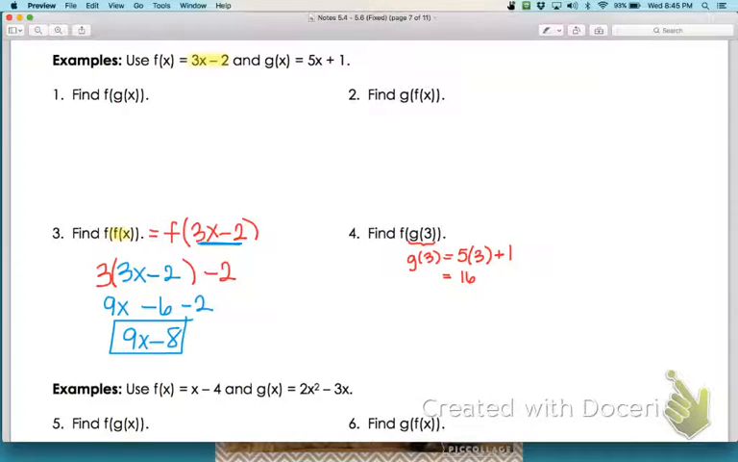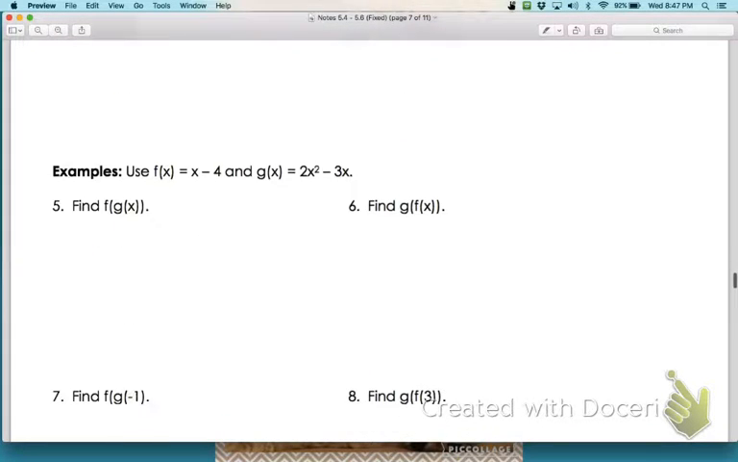And now we want to do f of 16. We take the output of g and make it the input of f. And f says do 3 times your input minus 2. So this comes out to 46. And that is the answer. F of g of 3 is 46. And so you should get the same thing if you plug that into the answer we got for number 1. Let's look at just a couple more examples here.